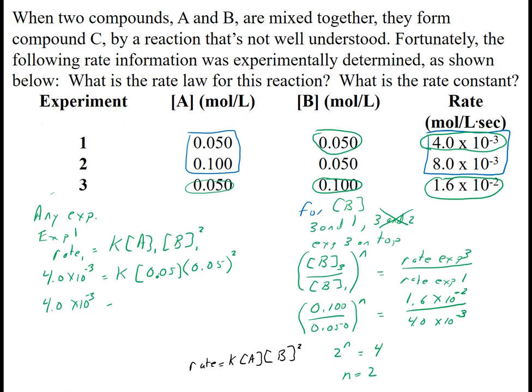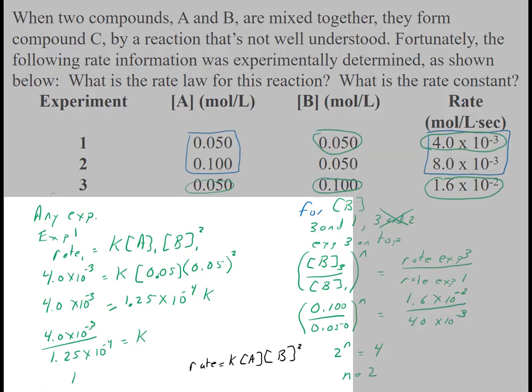The right-hand side becomes 1.25 times 10 to the minus fourth, k. Divide both sides by 1.25 times 10 to the minus fourth, so I have 4.0 times 10 to the minus 3 divided by 1.25 times 10 to the minus fourth is equal to k.